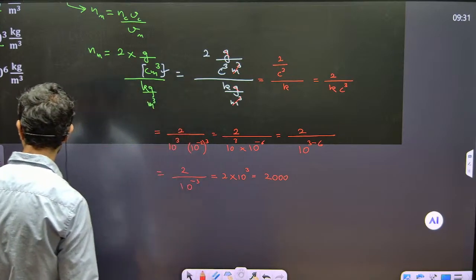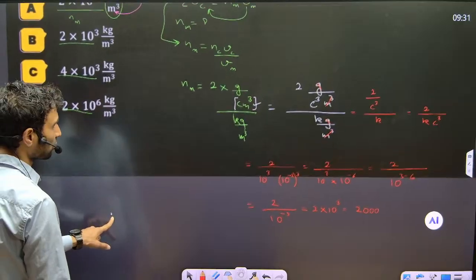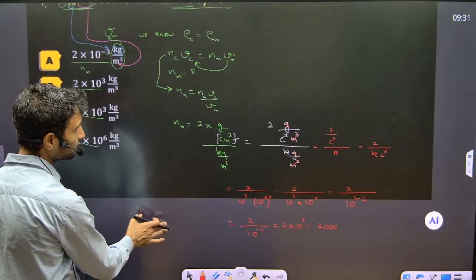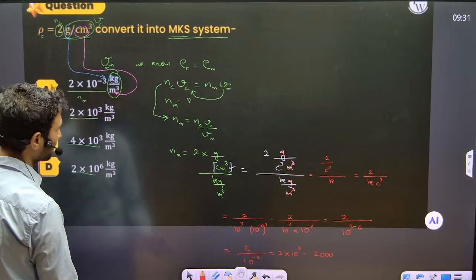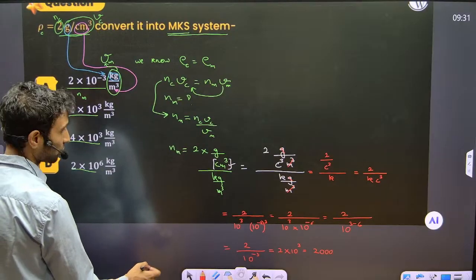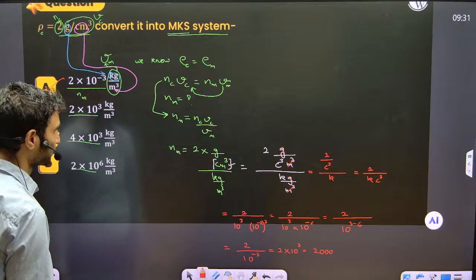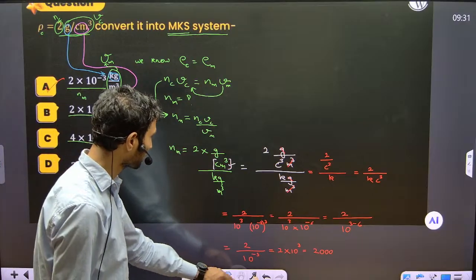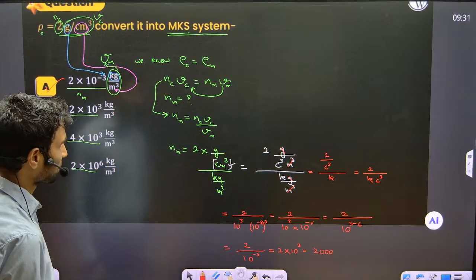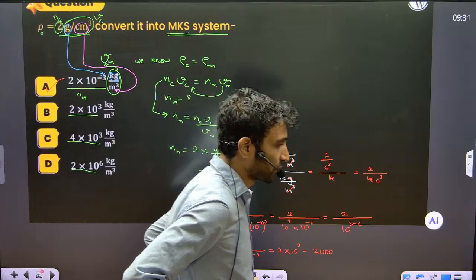So we got the correct option, and it turns out to be, which is the correct option? Correct option is 10 to the power minus 3. No, sorry, 10 to the power 3, 2000, which is A option. Right? Take down the question, write down, and let me know if you have any doubts.